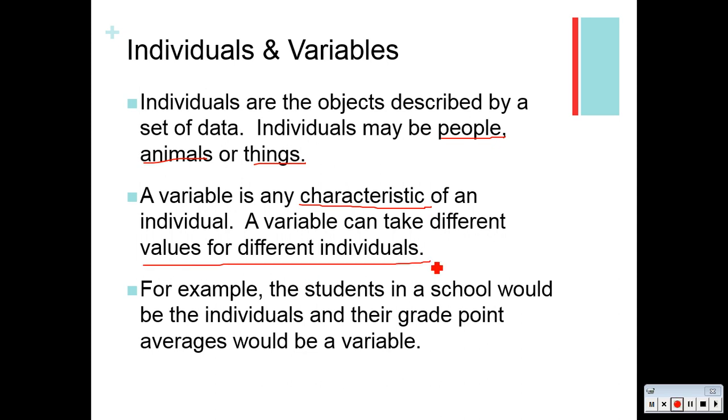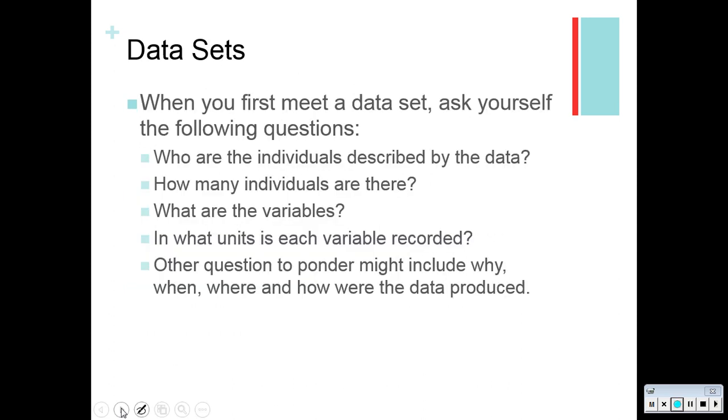For example, if we took the students in the school, the individuals would be the students that are in the school, and some of the different variables that we would have would be their grade point averages, what types of shoes they wear, what their hair color is. So it's basically characteristics about the students that would be considered the variables. And just keep in mind, variable meaning things that could vary within any individual student. So some different things when we're talking about data sets.